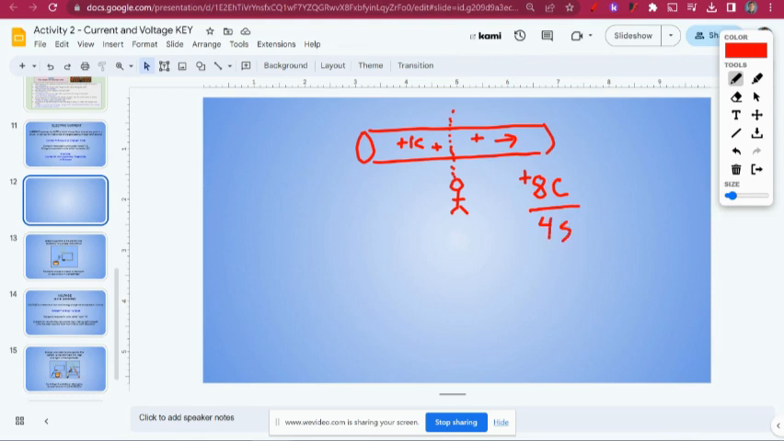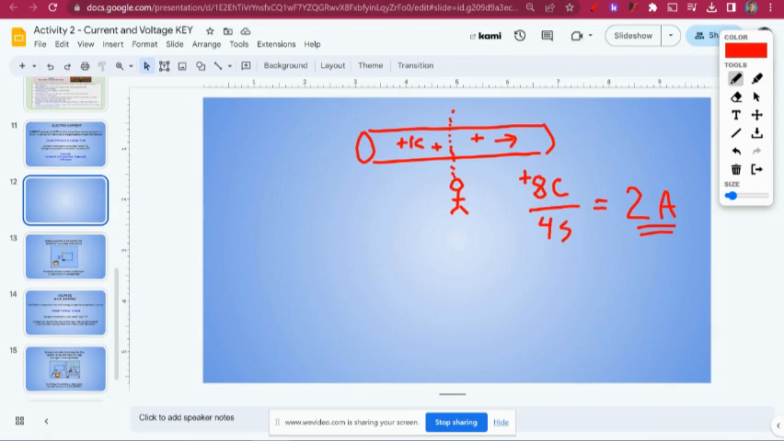Well, that tells me something about how fast they're moving, right? So 8 coulombs pass me. They pass this dashed line in 4 seconds. So that would be 8 divided by 4 is 2. And we say that's 2 amps. Okay, so that's what current is. So current is that type of a thing.